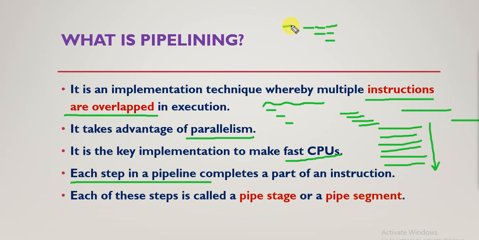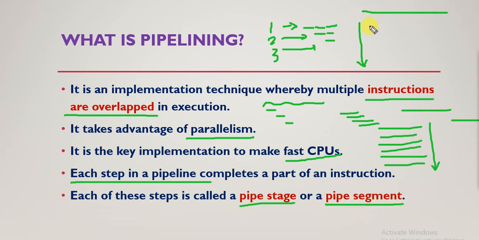So in every step, this is the first step, then we have the second step, then the third step, up to the maximum depth. This procedure will be continued so that we can reduce the total time taken for the execution of the set of instructions submitted to the computer. Each of these steps, this is the first step, this is the second step, this is the third step, can be called a pipe stage, or sometimes also called a pipe segment.